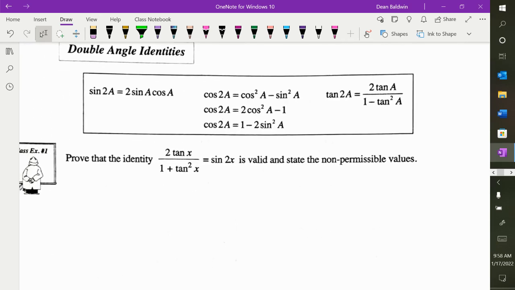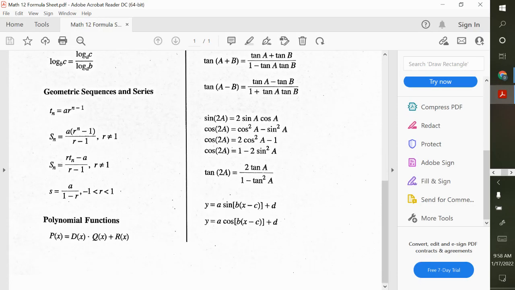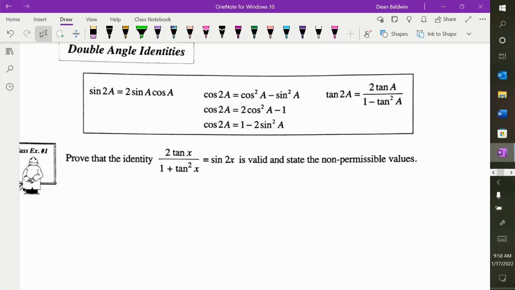All right, they are on your sheet. They're at the very bottom of your sheet. There they are, right there. Boom. All of them. There's the tan one too. Those are all the double angles. All right. So, how do you use them? You're going to be required to use them in proofs.